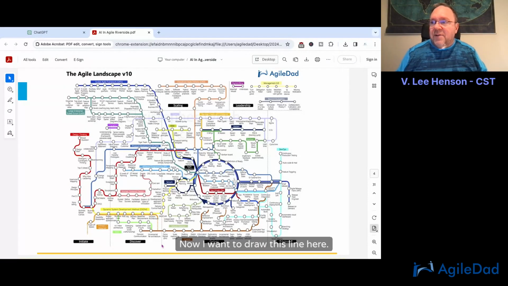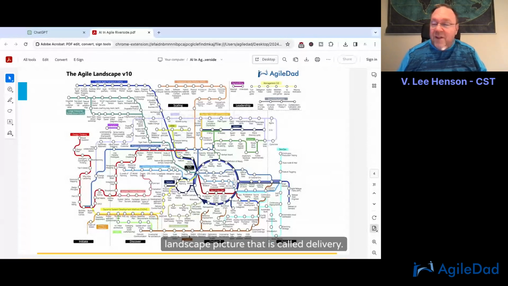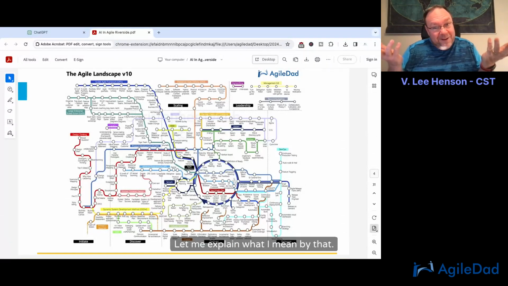Now, I want to draw this line here. Look at where I'm drawing. It goes up here, across here, all the way down over here, and then back across. This giant square that takes up more than 50% of what you're looking at here in a landscape picture, that is called delivery. And delivery is where everything Agile resides. Let me explain what I mean by that.